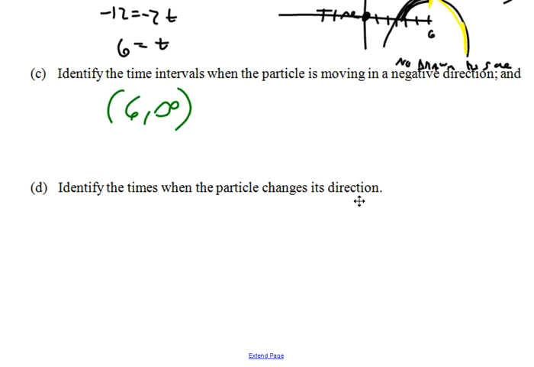Identify when the particle changes its direction. Well, it changes its direction at 6, right? And so it's going to be at 6, right here. It changes right here when it gets to our vertex.